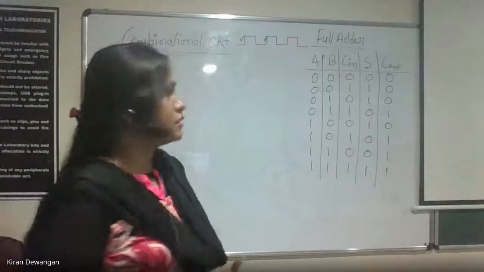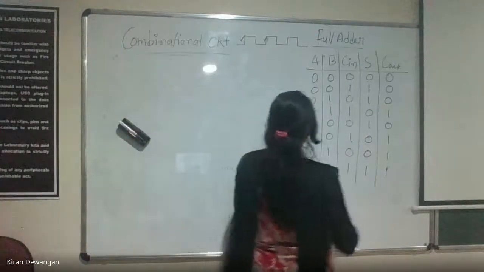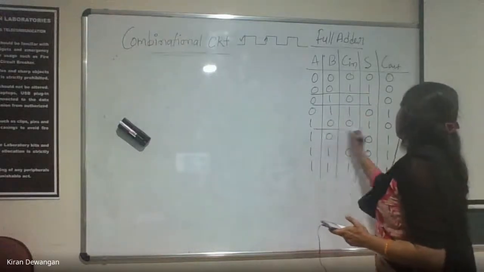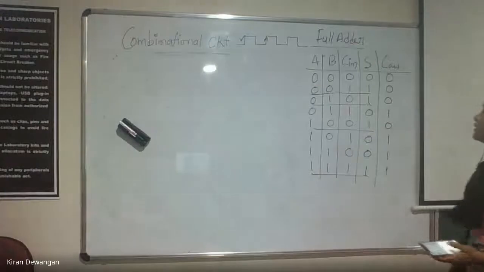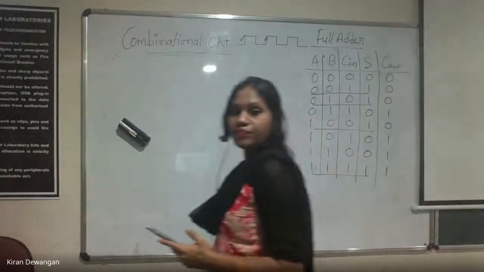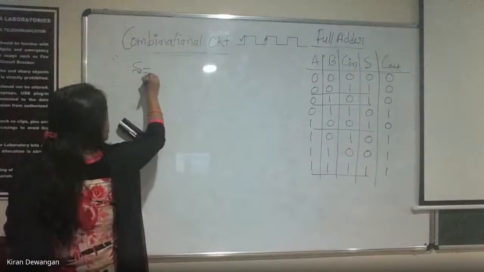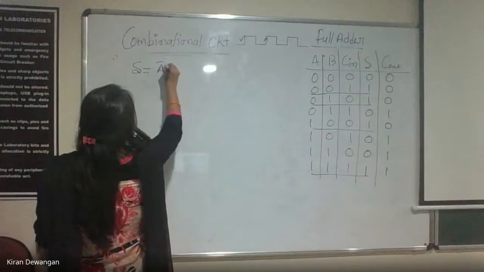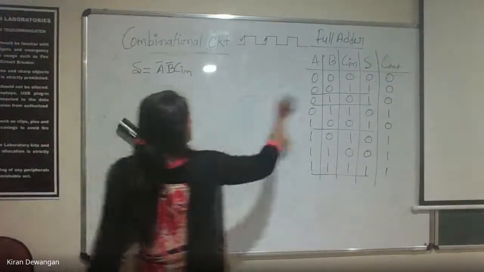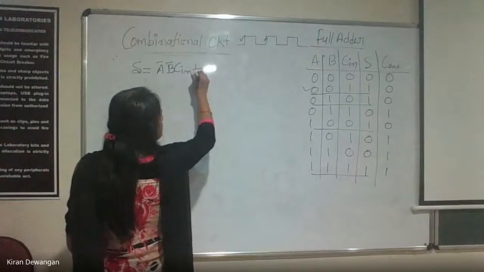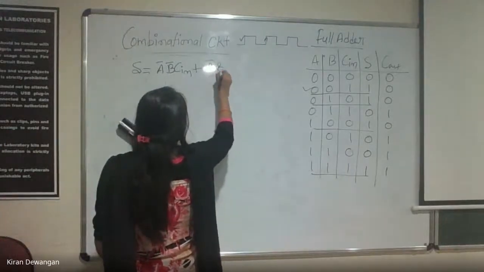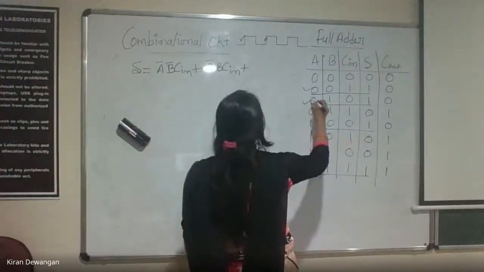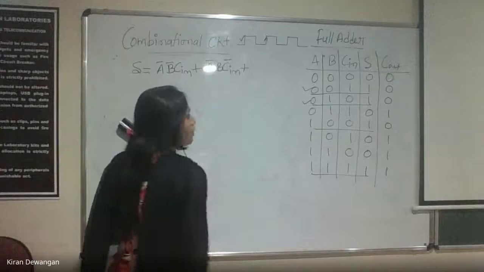Students, just check out where sum is going high. Sum is going high for these combinations here and here. So what can be the sum? Yes, sum is A bar, B bar, C in, plus A bar, B, C in bar. Clear?